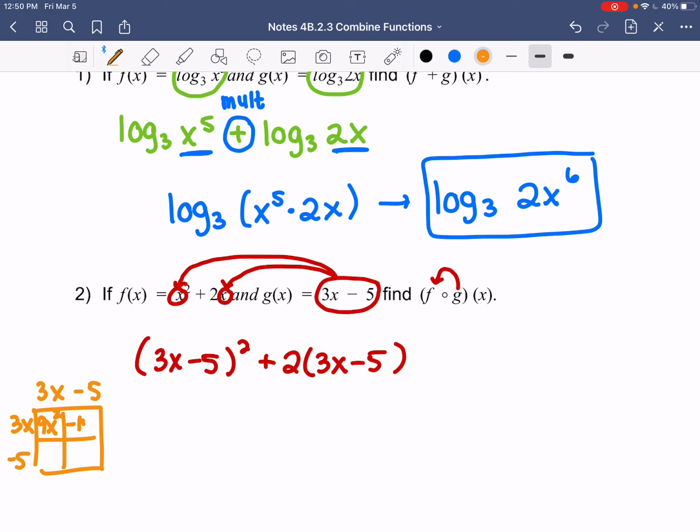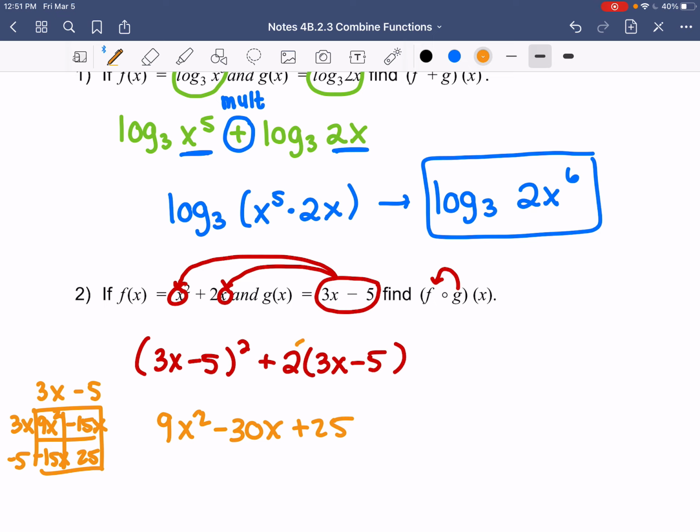3x times negative 5 is negative 15x. 3x times negative 5 is another 15x. Negative 5 times negative 5 is positive 25. So this piece right here is going to be 9x squared. Negative 15x, negative 15x, we combine those to get negative 30x plus 25.